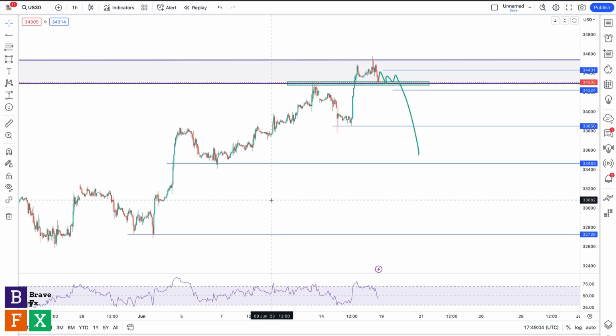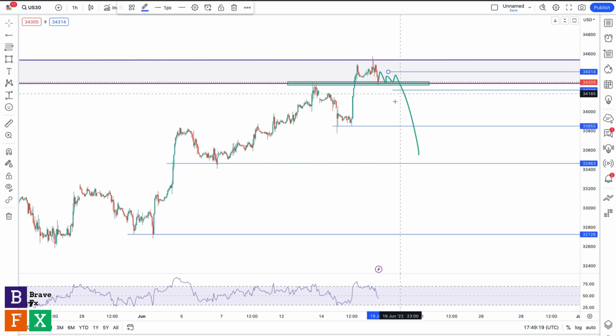To be more conservative, I'm going to wait for a consolidation like this, because I think when the market opens, we might see some sort of a reversal to the upside. So a consolidation like this, if we get a bearish breakout on this consolidation, then I'm going to go short with my stop loss above that consolidation, and my target is going to be as I've outlined on the chart like this. So this is how I'm going to trade US30.